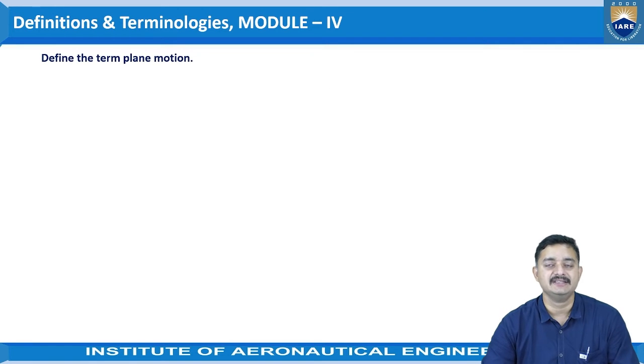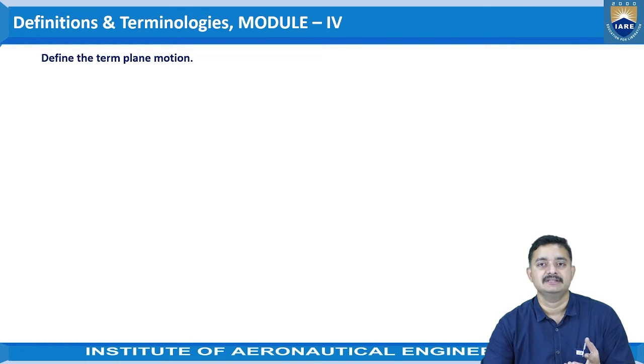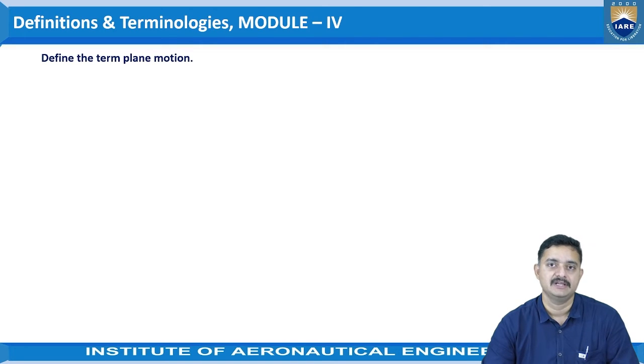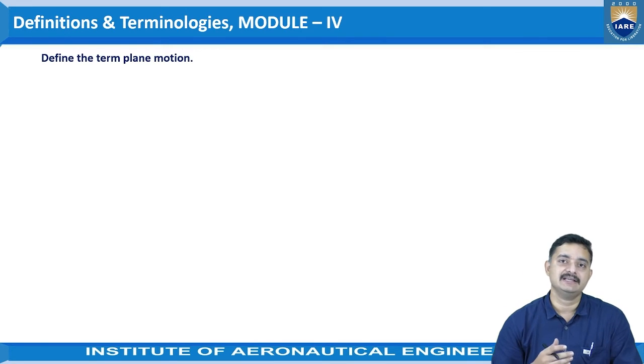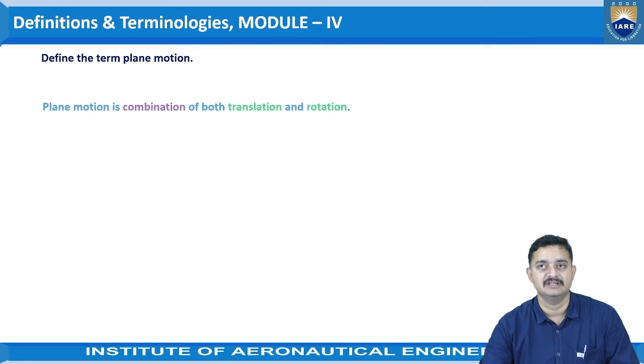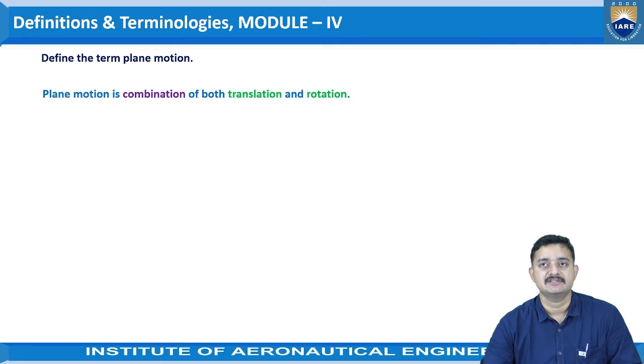Now the next one is: define the term plane motion. Plane motion is nothing but the continuous change in position of the object in a two-dimensional path or two-dimensional plane. That can happen as a combination of linear as well as curvilinear movement. The object will change position as rectilinear motion and curvilinear motion; both combinations of movements will happen. So the definition says plane motion is a combination of both translation and rotation.